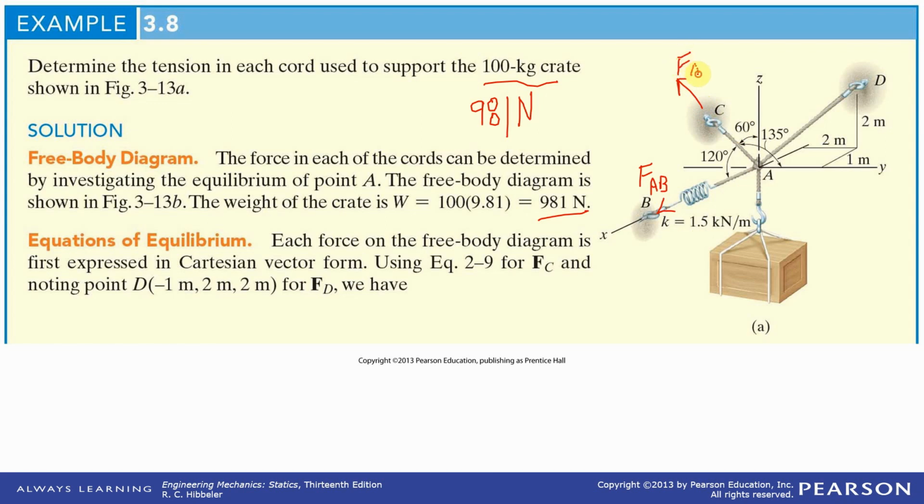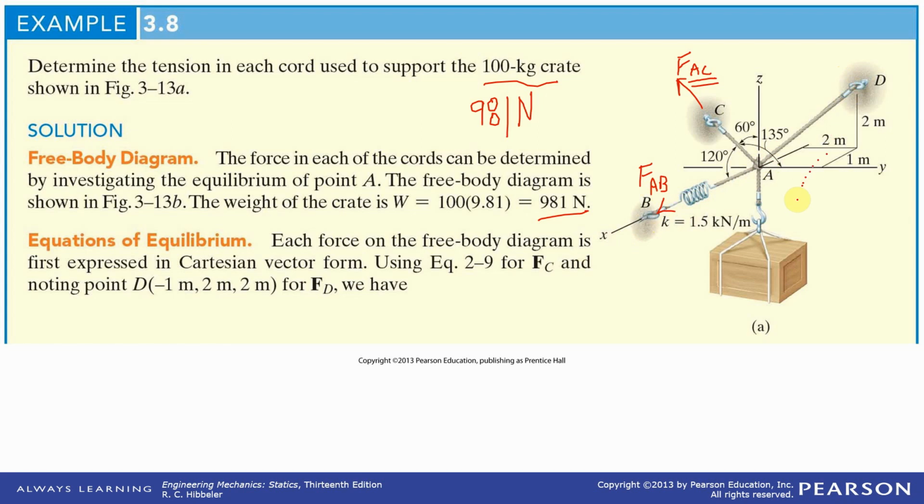FAC is going to equal, in the x direction, its magnitude times the cosine of 120 degrees. That's the x component. The magnitude times the cosine of 135 degrees is the y component. And the magnitude times the cosine of 60 degrees will be the z component. FAB, the magnitude times i hat, is the only component of the force between points A and B.